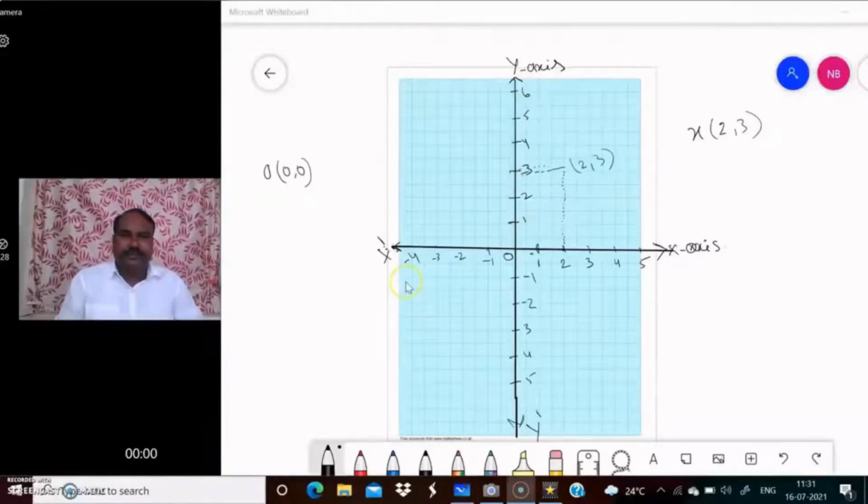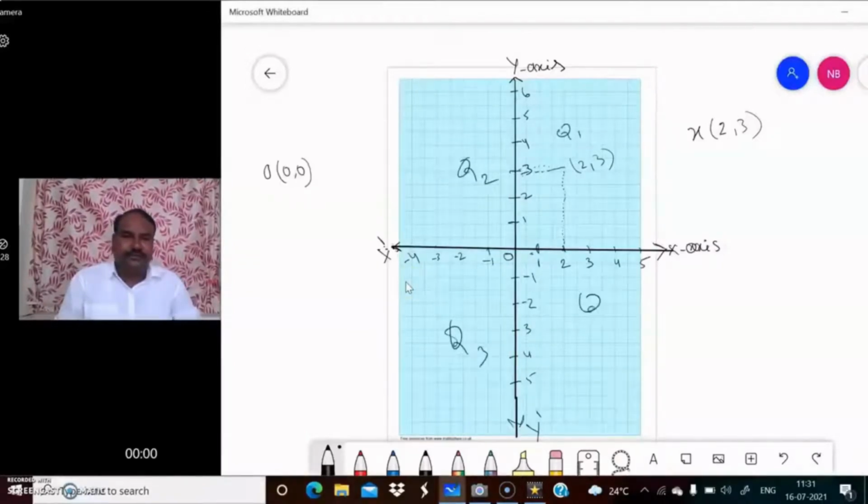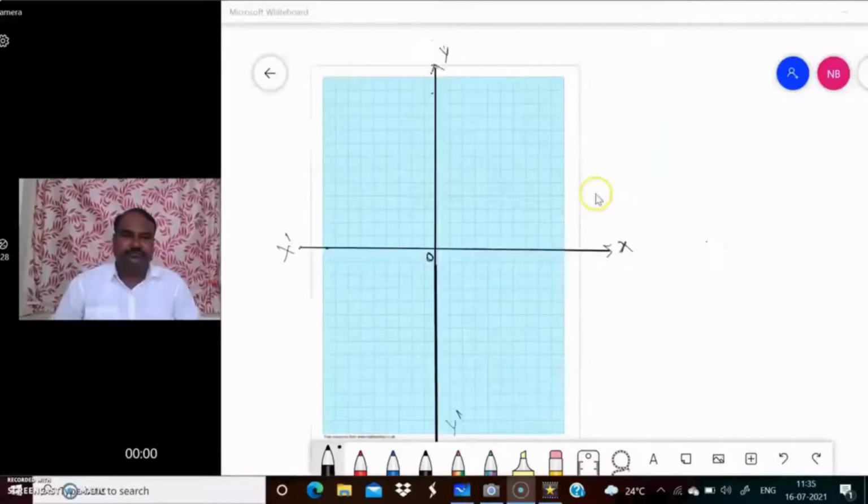The same way we can represent all the points of these four quadrants. This is Q1, Q2, Q3, Q4. Four quadrants also. In first quadrant both are positive. In second quadrant x is negative, y is positive. In third quadrant both are negative, x is negative, y also negative. And in fourth quadrant x is positive and y is negative. Like that we can plot the points in this coordinate system.